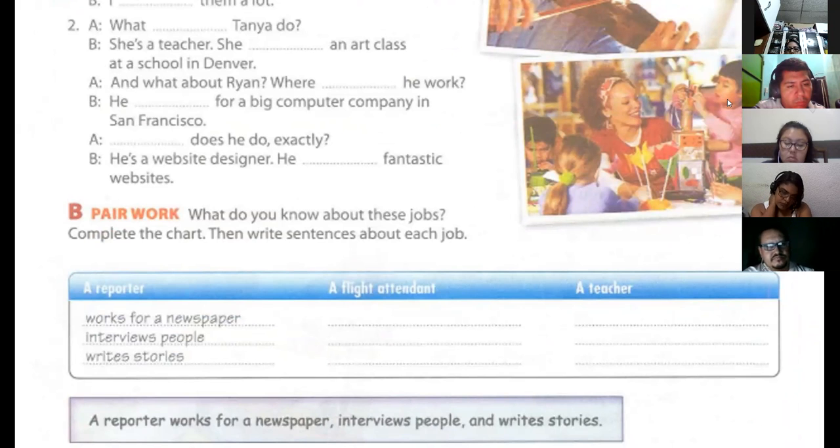Right? So a flight attendant works in a plane, right? We can say that, right? Trabaja en un avión, works in a plane, right? Or she travels around the world. We can say that, okay? So this activity is divided in two parts.